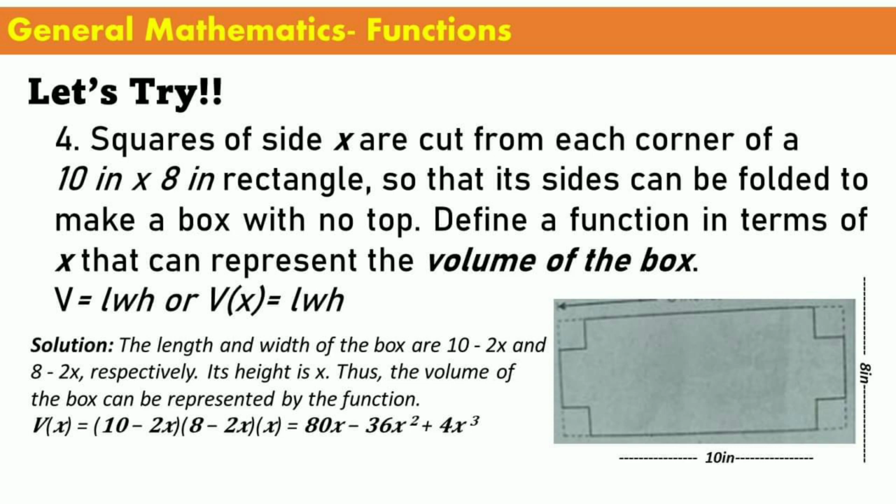Thus, the volume of the box can be represented by the function v of x equals 10 minus 2x times the quantity of 8 minus 2x times x. Multiply these numbers, we will come up with 80x minus 36x squared plus 4x cubed. This is now your final answer.